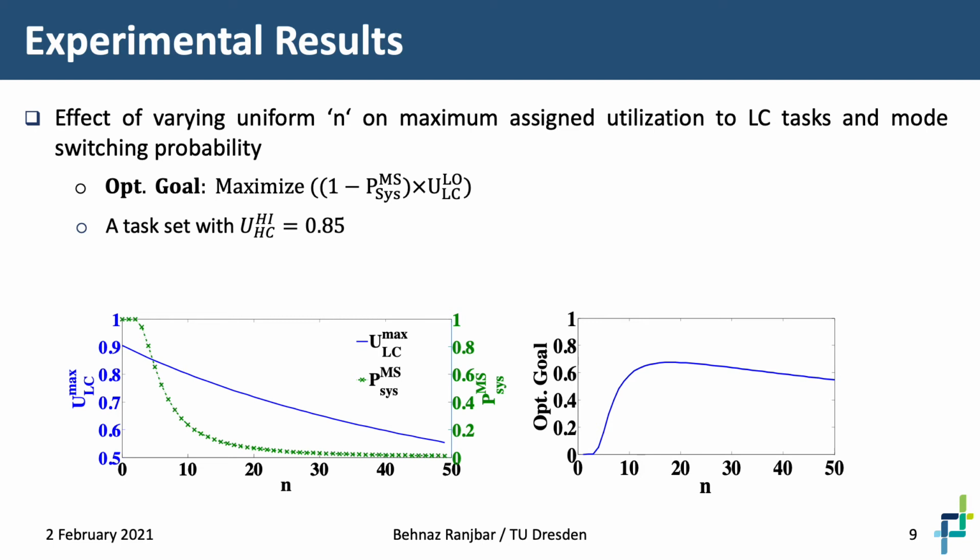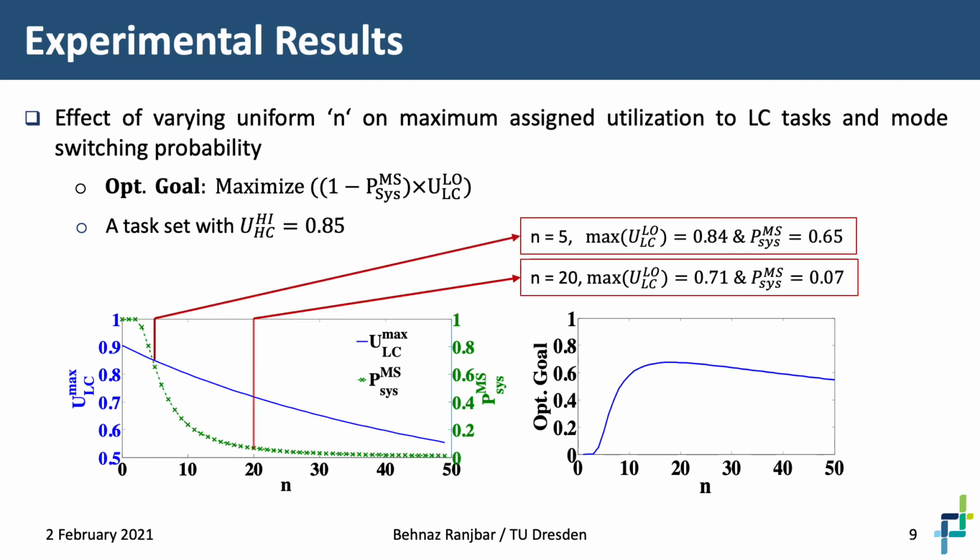The first figure shows that by increasing n, which means having a higher low WCET set, both the maximum utilization assigned to LC tasks and the probability of mode switching are decreased. To achieve the best optimization, we need to maximize utilization and minimize mode switching probability. Here we show the result for n equals 5 and 20. As can be seen, the mode switching has a higher decreasing rate than the utilization. The second figure shows the optimization goal, in which the optimum n is 18 for this task set.